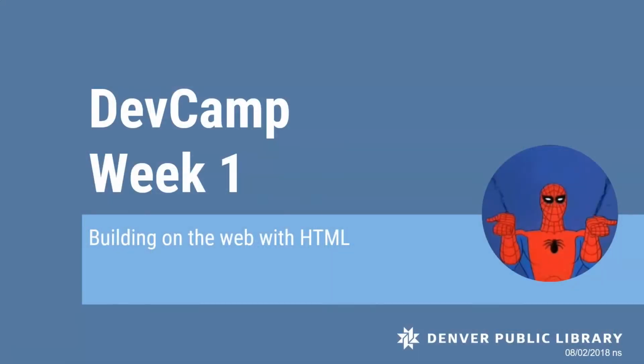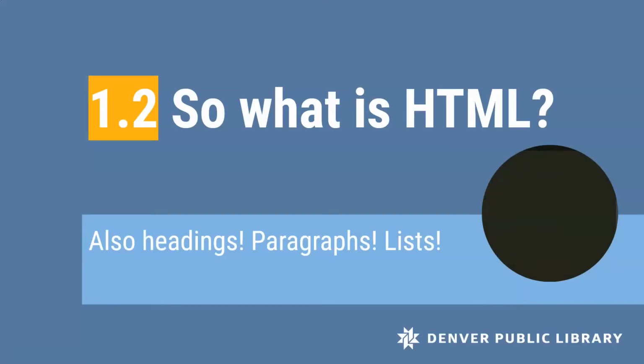This week we're getting started with HTML. This is video 1.2, where we learn what HTML is, what the basic structure of an HTML document looks like, and talk you through the main parts of a page. We'll then add headings, paragraphs, and lists. If you haven't already watched video 1.1 to get started, please do that now.